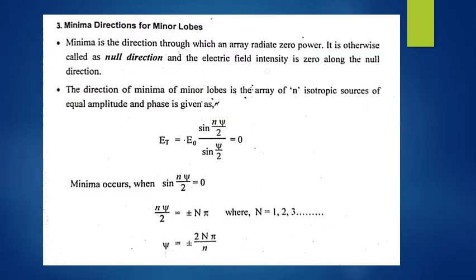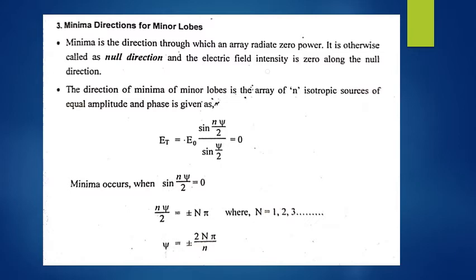So the minimum directions for minor lobes. The minima is the direction through which the array radiates 0 power. So it is otherwise called the null direction, and the electric field intensity is 0 along the null direction. To find the directions, we have to take the total electric field as 0.